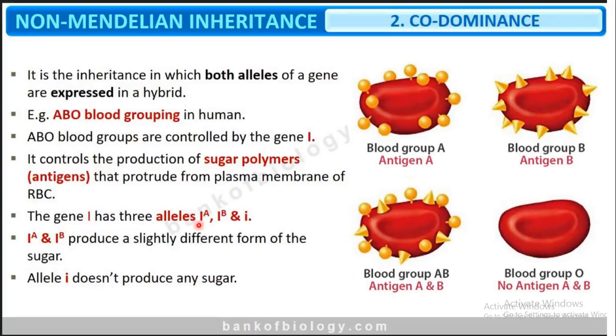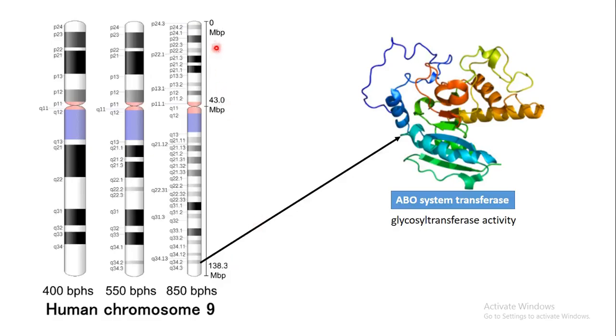Now in the gene I have 3 alleles: IA, IB and small i. Look at here. This is human chromosome number 9. The small arm on top is what we call the P arm.